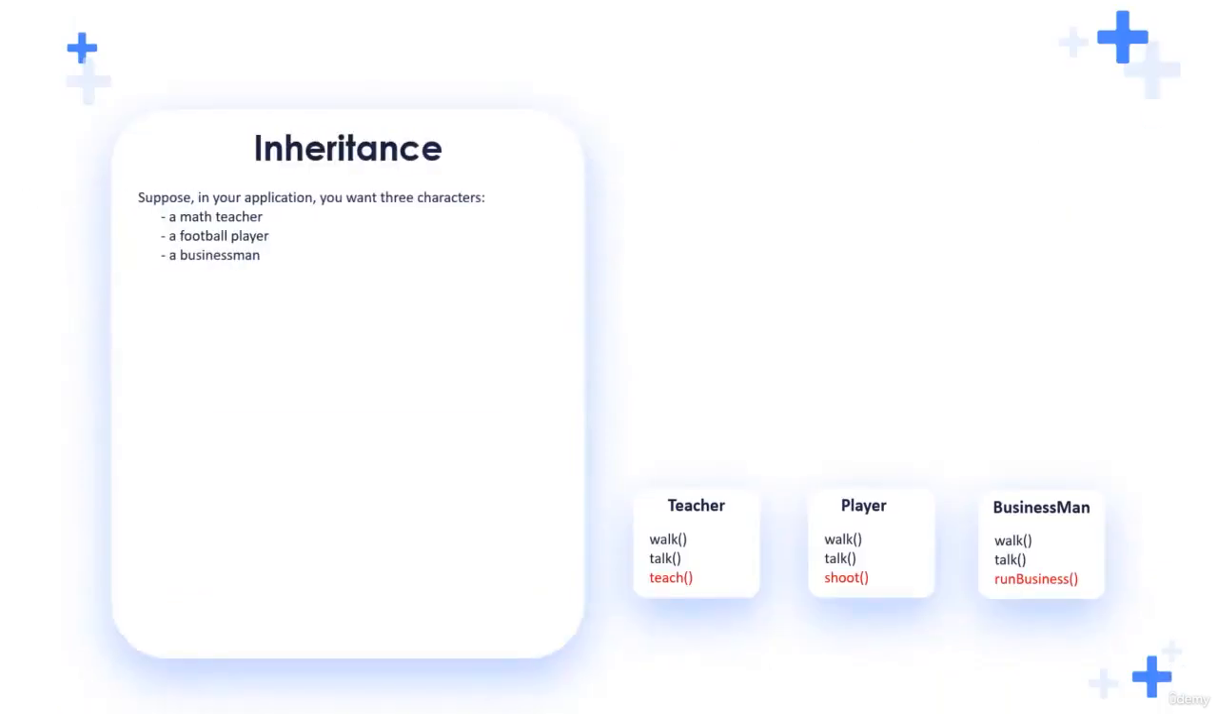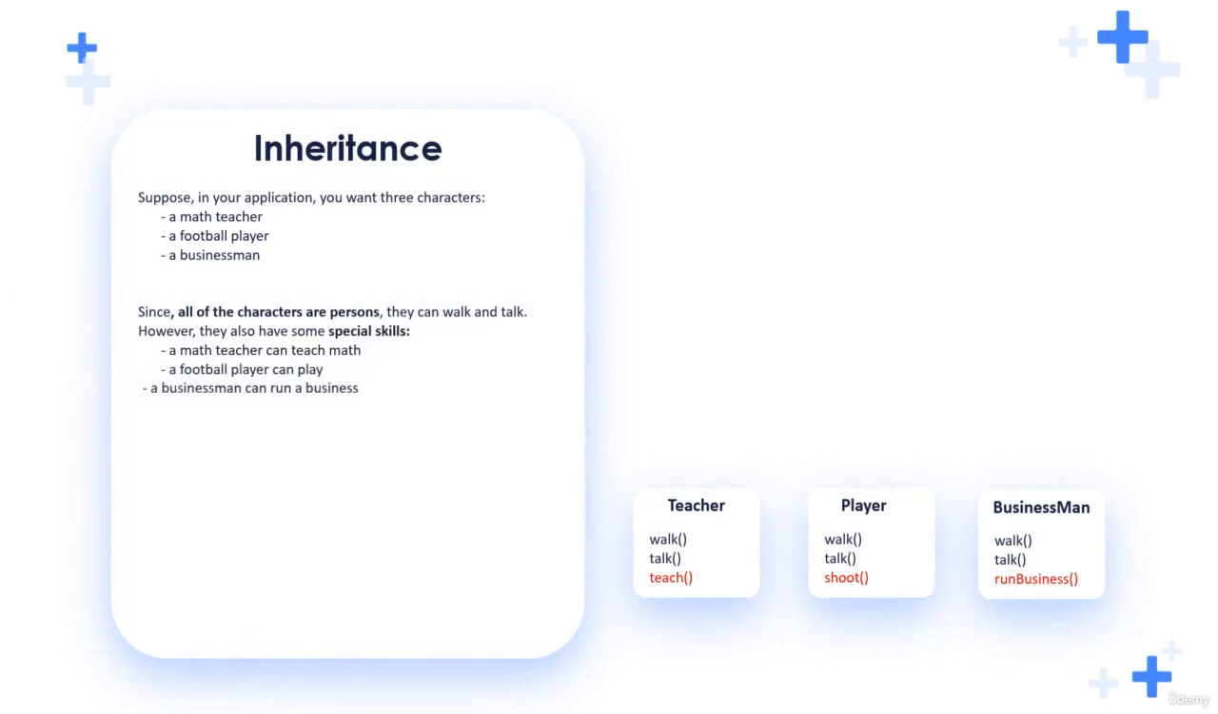Let's take an example about inheritance and why we should use the inheritance and how to see the power of inheritance. Suppose in your application, you want 3 characters: a math teacher, a football player, and a businessman. Since all of these characters are persons, they can walk and talk. However, they also have some special skills. A math teacher can teach math, a football player can play, a businessman can run a business.